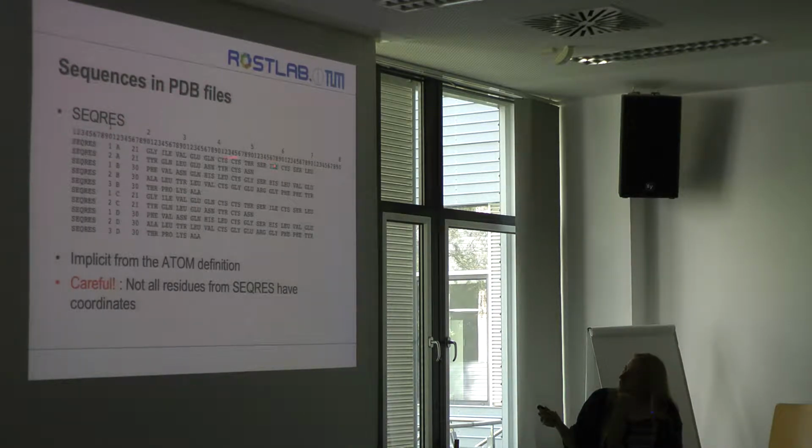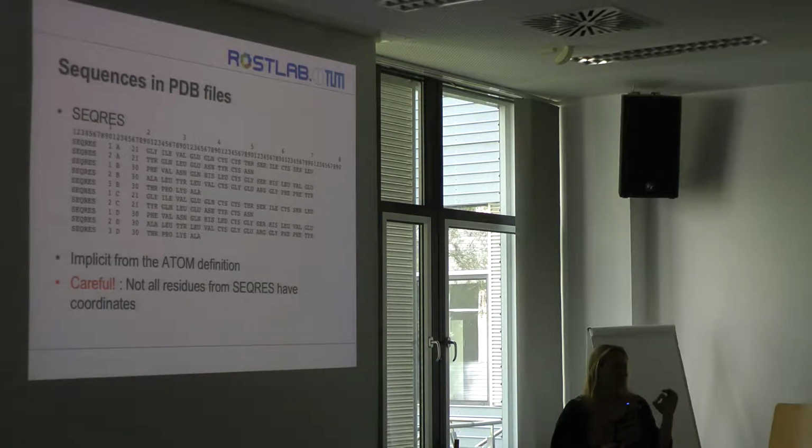This is what a sequence in a PDB file looks like. And I'm highlighting that because in a PDB file you have a record which says, okay, this is the sequence this structure was determined for. But it might be that in the atom record you don't really see all these residues, because some might not have been resolved because they were mobile and you couldn't see them in the electron density.